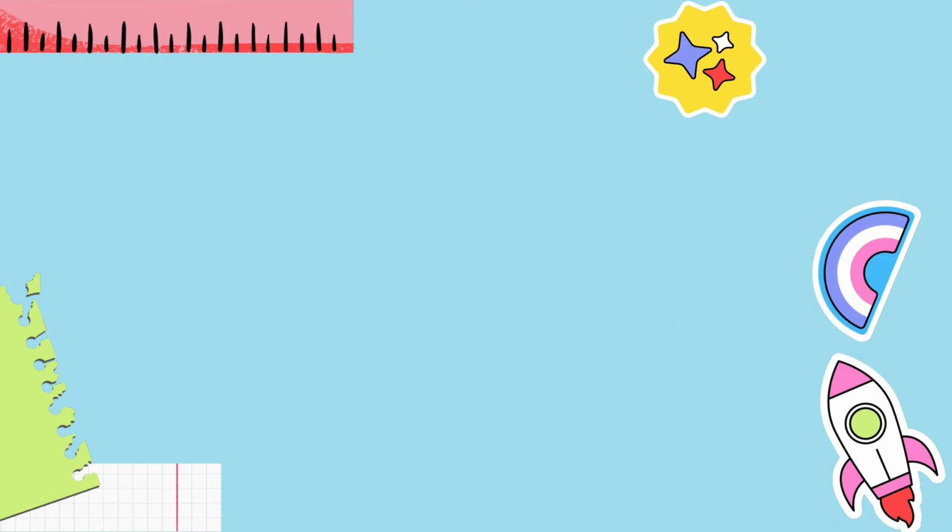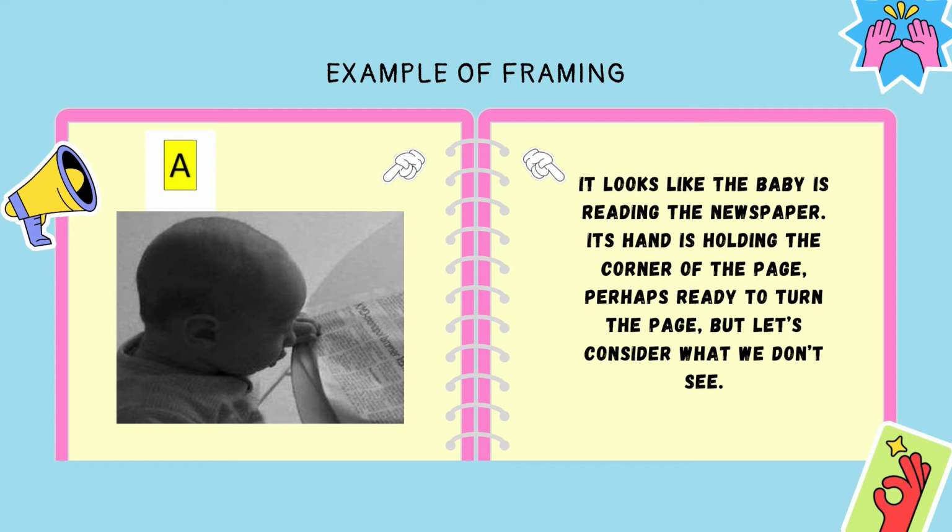Alright, so let's have an example here. In picture A, it looks like the baby is reading the newspaper, because that is what the picture is focused on. Its hand is holding the corner of the page. So the judgment here, perhaps, is that the baby is ready to turn the page.